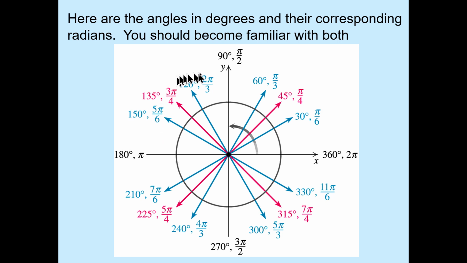And here are some angles with their corresponding radians you should be familiar with. 45 degrees is pi over 4. 30 degrees is pi over 6. All the way around, 360 degrees, is 2 pi. Halfway around is just pi, 180 degrees.